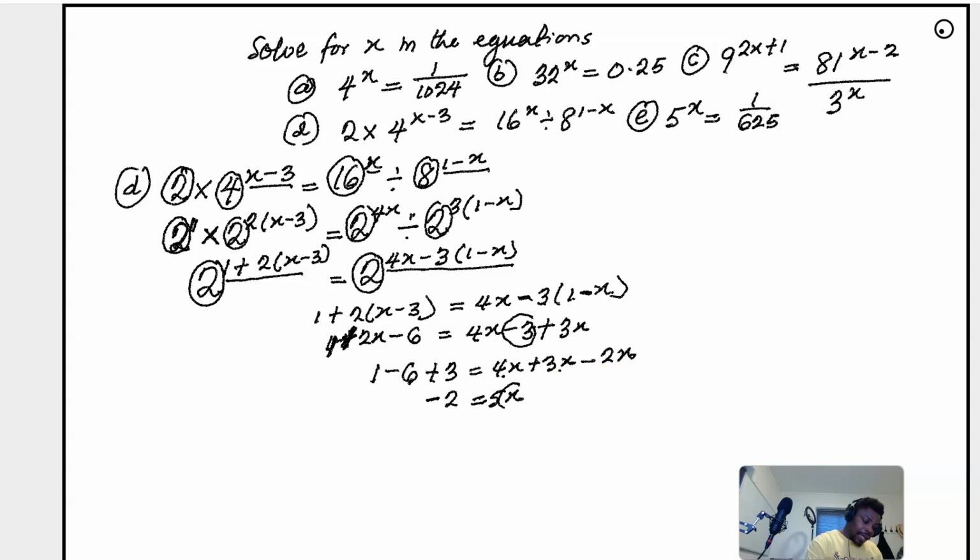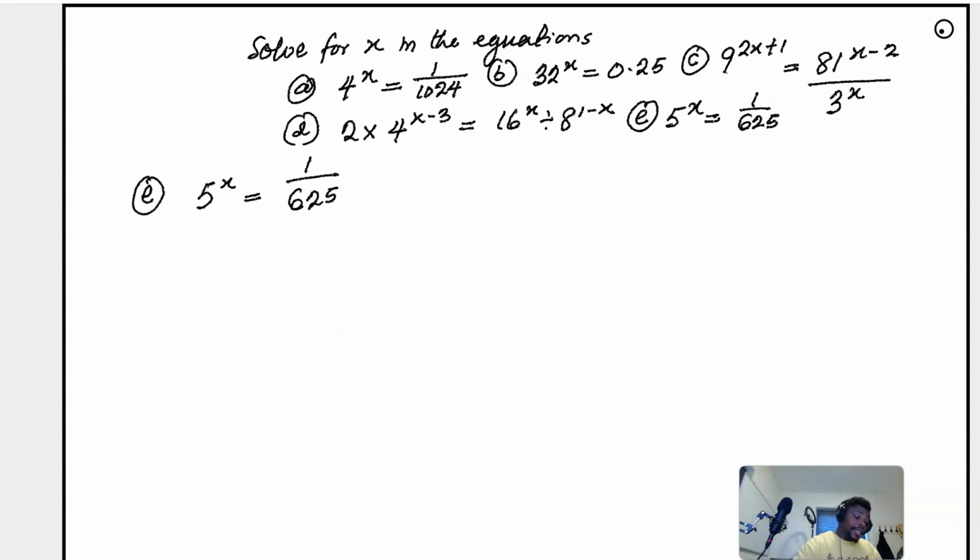Remember, I'm looking for x, so I will divide through by 5, because that is what is beside x. So 5 cancels 5. Therefore, x is equal to minus 2 over 5. Easy. Let's go to the next question.